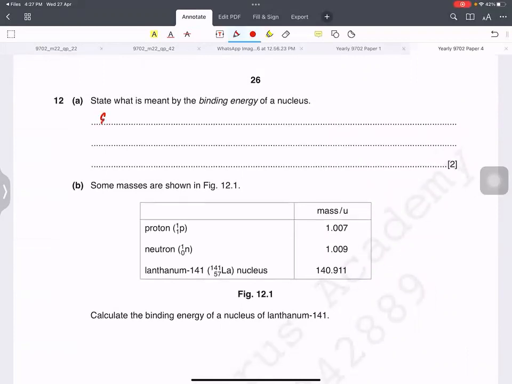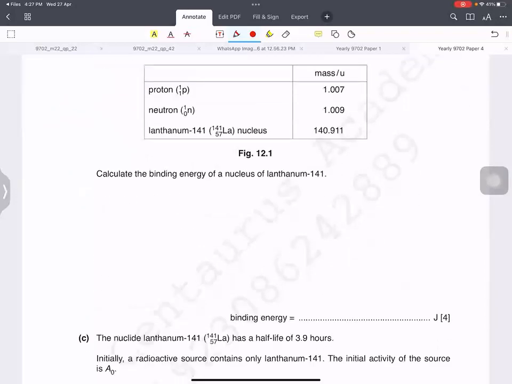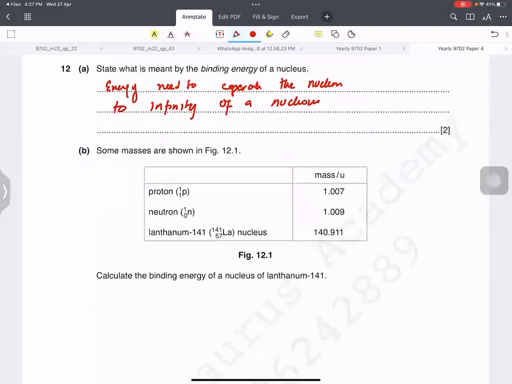Energy needed to separate the nucleons to infinity of a nucleus. Okay, so you got this. Calculate the binding energy now. Ab lanthanum.